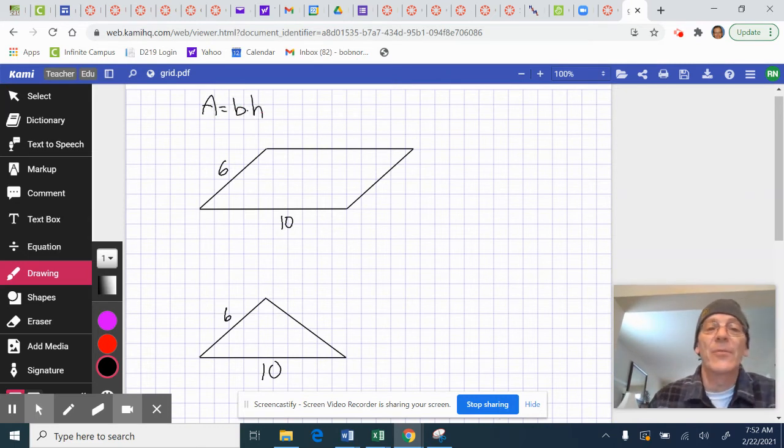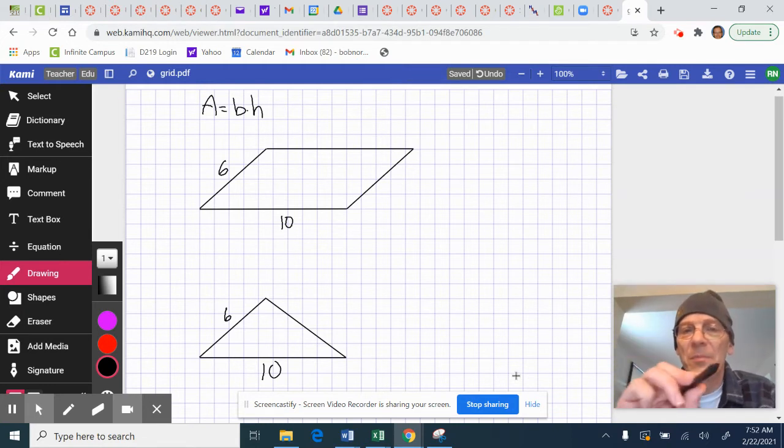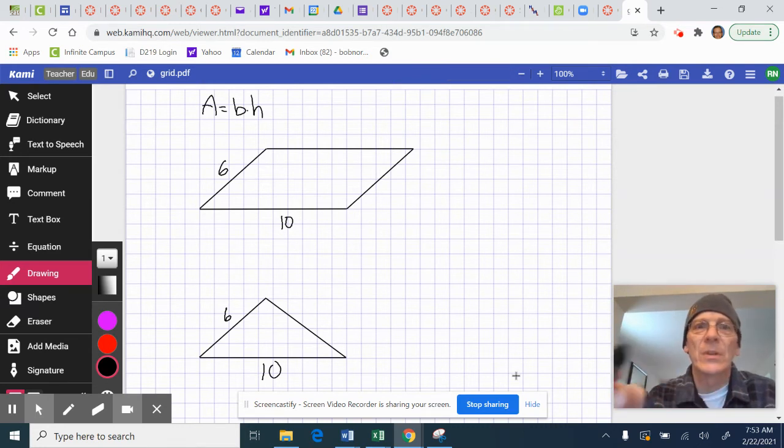Now, we talked about that formula last time in rectangles. I made a distinction between base and height and length and width. If you don't understand that distinction when it comes to rectangles, you're going to be okay. But if you don't understand the distinction between base and height and length and width in parallelograms, you're going to be in trouble. Okay? So let's talk about that.